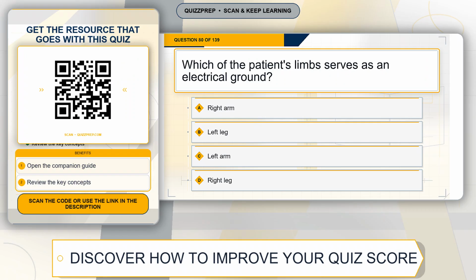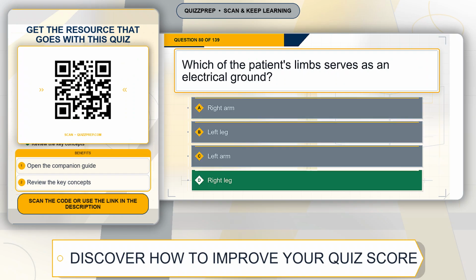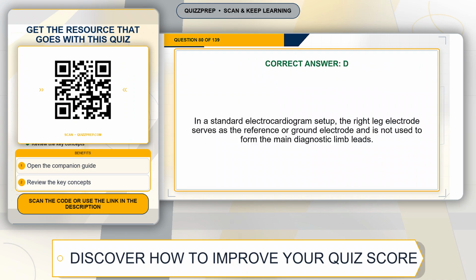Question 80. Which of the patient's limbs serves as an electrical ground? Option A, right arm. Option B, left leg. Option C, left arm. Option D, right leg. The correct answer is option D, right leg. Explanation. In a standard electrocardiogram setup, the right leg electrode serves as the reference or ground electrode and is not used to form the main diagnostic limb leads.